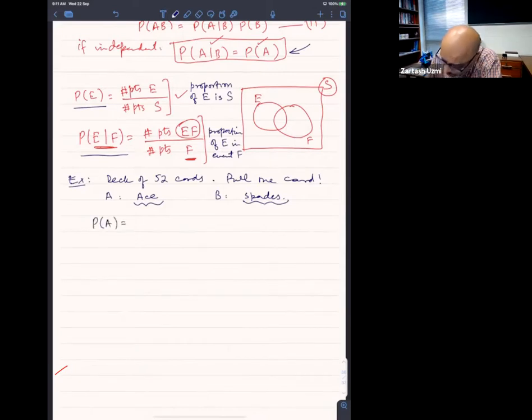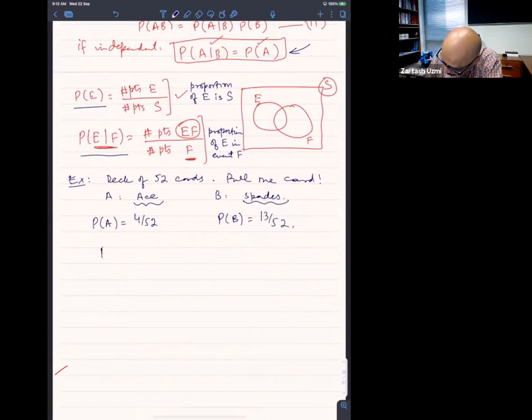What is the probability of A? Answers in the chat window. Yeah, 4 out of 52. What is the probability of B? Answers in the chat window. It's 13 out of 52.